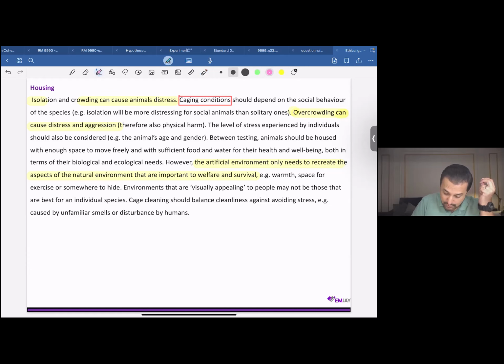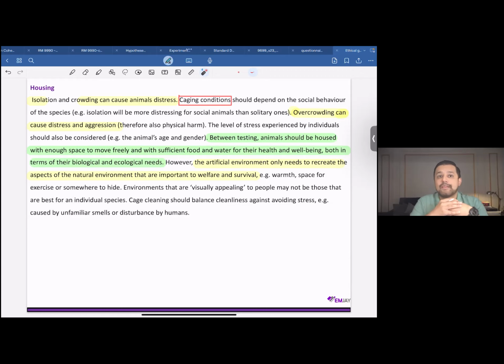I just want to highlight this one, the one highlighted in green. However, the artificial environment only needs to recreate the aspects of the natural environment that are important to welfare and survival. For example, provide them with warmth, space for exercise, or somewhere to hide. Environments that are visually appealing to people may not be those that are best for an individual species.